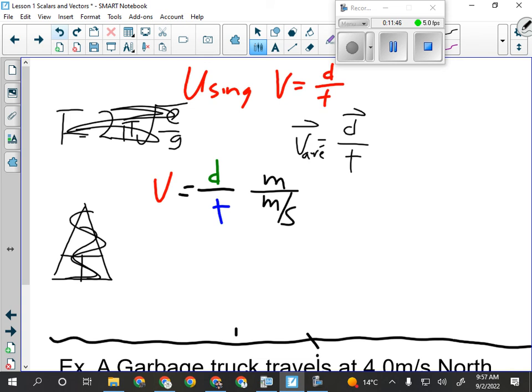Average velocity equals total displacement divided by total time. And we haven't had to worry about that because we've only had one time and one displacement in all the questions we've done thus far.